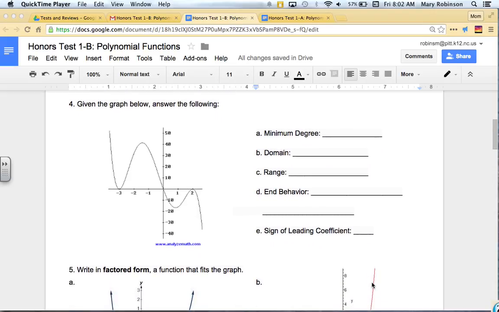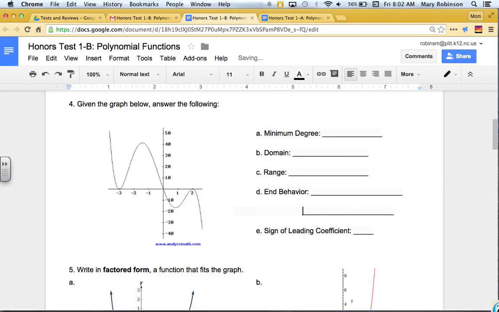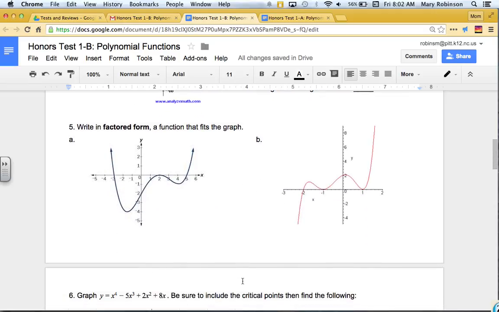Number four. Given the graph below, answer the following. A, minimum degree. B, domain. C, range. D, end behavior. E, sign of leading coefficient. Number five, write in factored form a function that fits each graph.